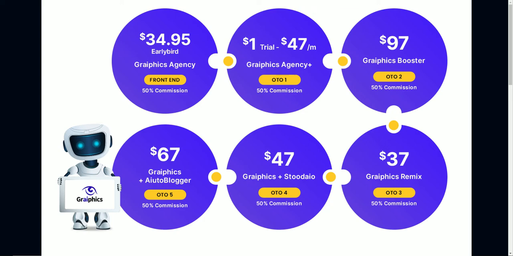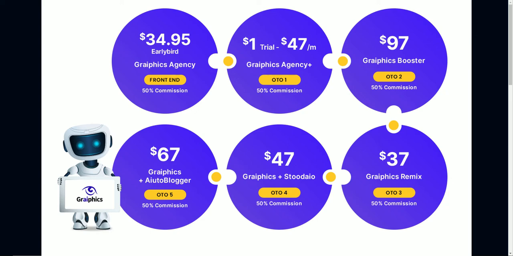OTO number 3 is Graphics Remix, and you can basically remix multiple images just by clicking 2 buttons, and that's going to cost you $37. Then I've got OTO 4, which is you get graphics and you get a special offer on Studio, or whatever that is, I'm not too sure, but that's going to cost you $67 as a one-time fee. And then OTO 5 is graphics plus their AI auto blogging platform, which allows you to basically write content without actually writing the content yourself.